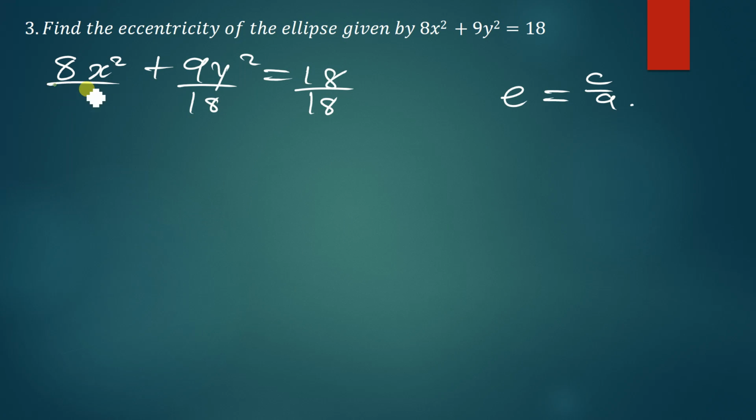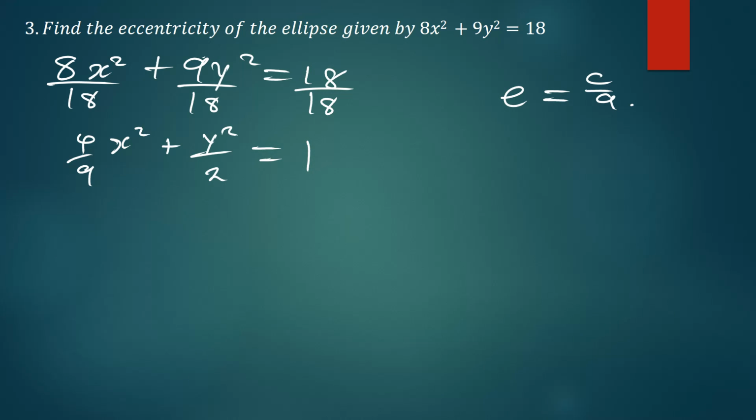So when you divide the whole equation by 18, you discover that this part will become 4 over 9 x squared, and then plus this part will give you y squared over 2. Yeah, because 9 into 9 is 1, 9 into 18 will give you 2, and then this side will have 1. So this is our equation.